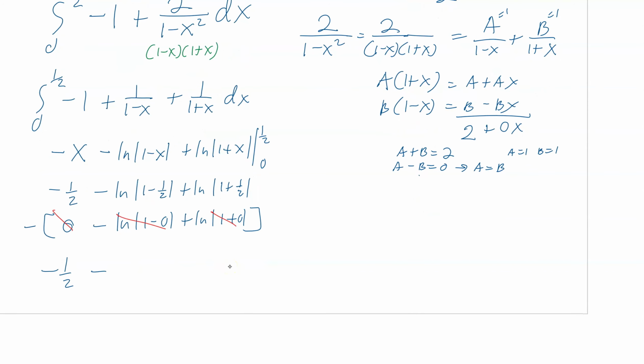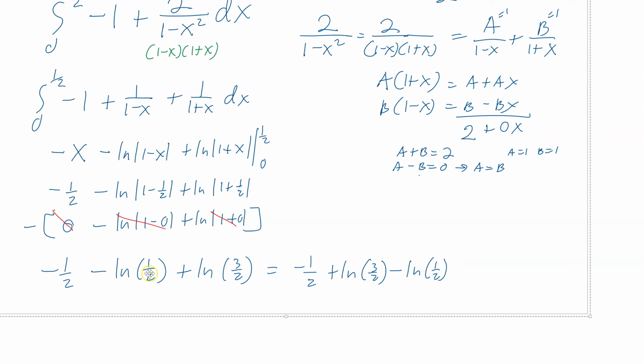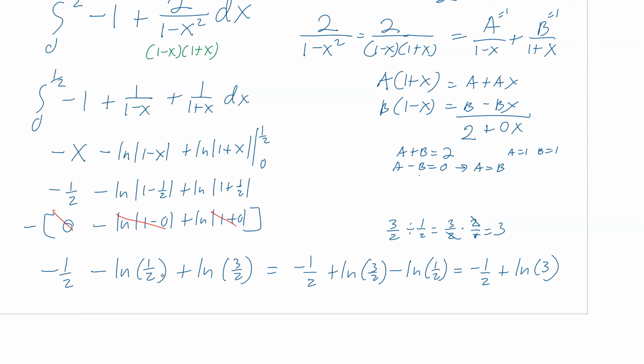Negative 1/2 minus ln of 1/2. We can put that now in a parenthesis. Plus ln of 3/2. And then we can put those together. So negative 1/2 plus ln of 3/2 minus ln of 1/2. And then that's our division. You could even have just gone here. That's on the top. That's on the bottom. So we're going to end up with this 3/2 divided by 1/2, which is 3/2 times 2 over 1. They cancel, giving us 3. So it's a much nicer answer. Negative 1/2 plus ln of 3.